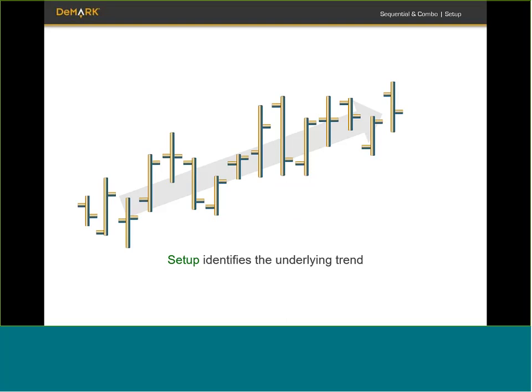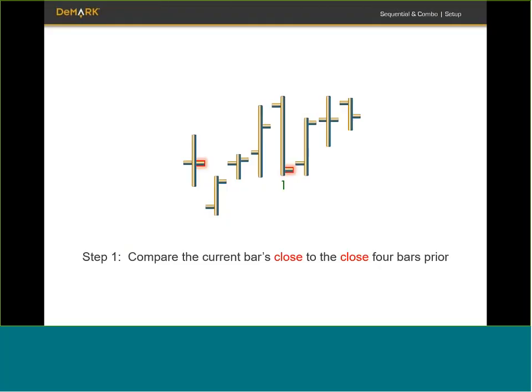So if we're looking to establish potential trend exhaustion, first we have to establish that there is in fact a trend in place. So the setup is a very mechanical process. All of Tom's indicators are purely mechanical and purely objective. So what we look for with the setup is we compare the close to the close 4 bars prior. So it's always comparing the close of T0 to the close of T minus 4.